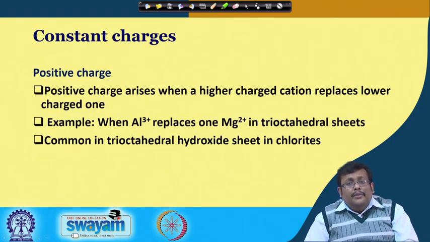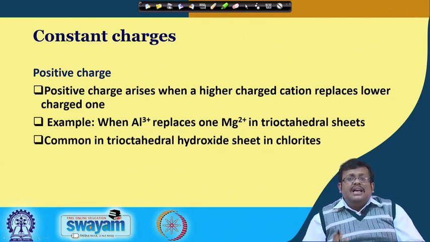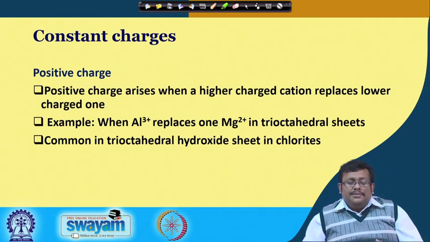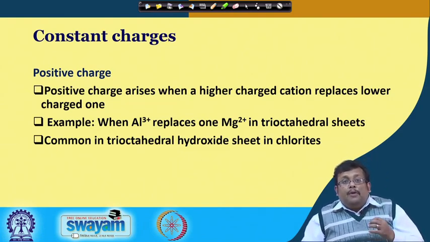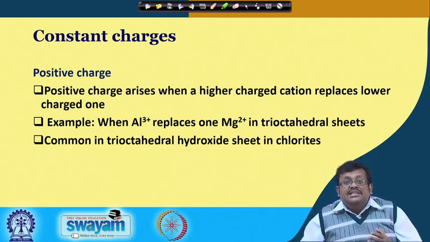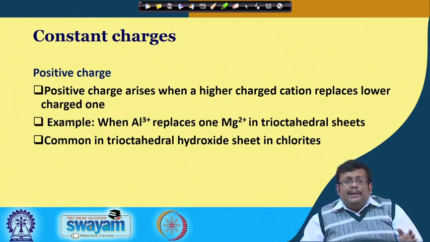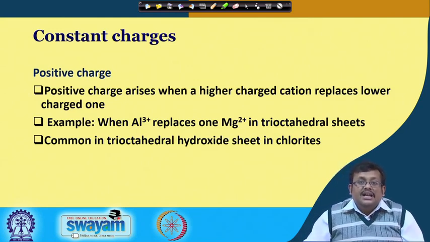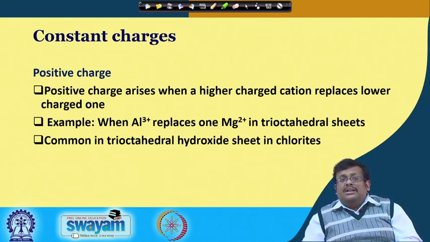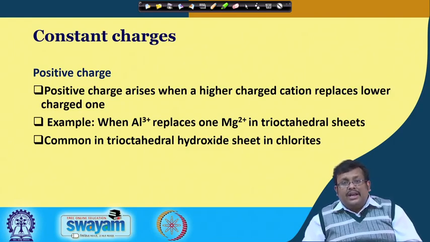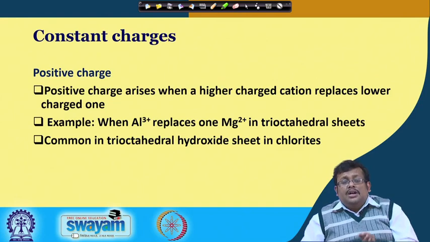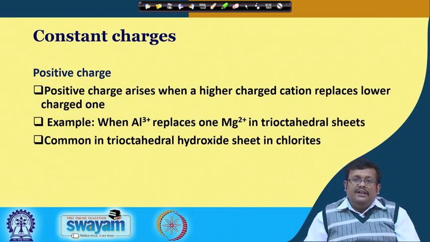So, we talked about constant charge, which is basically negative, but sometimes positive constant charge also develops. How does it develop? Remember that positive charge arises when a higher charge cation replaces a lower charge ion. For example, when Al3+ replaces Mg2+ in trioctahedral sheets, and it is common in trioctahedral hydroxide sheets or in chlorites. This is an example where positive constant or permanent charge can also develop within the clay.